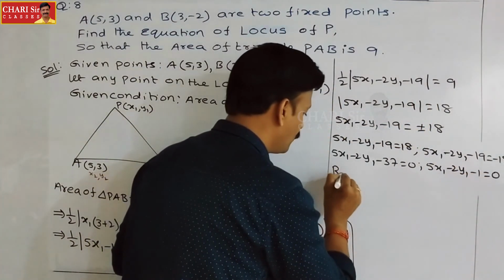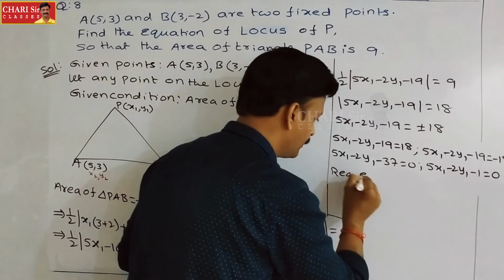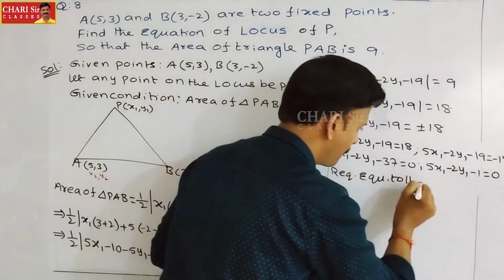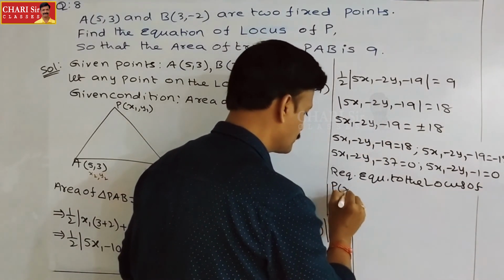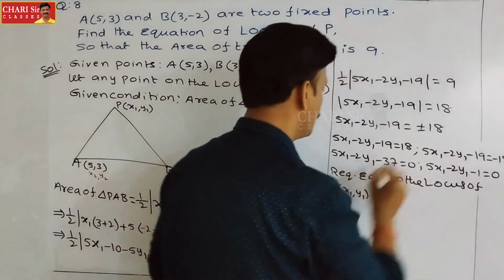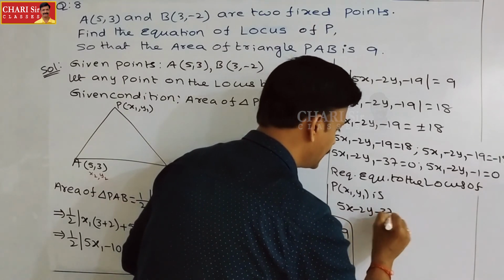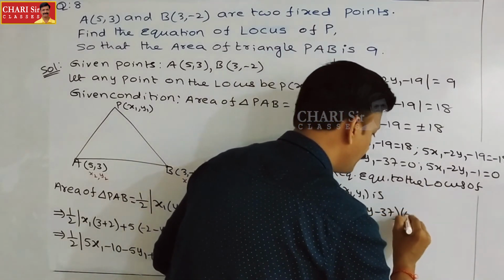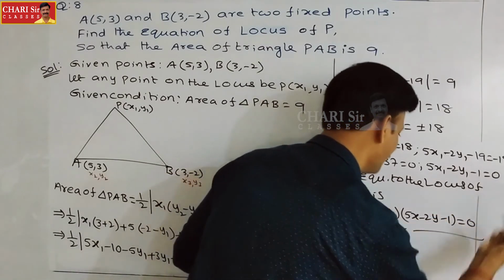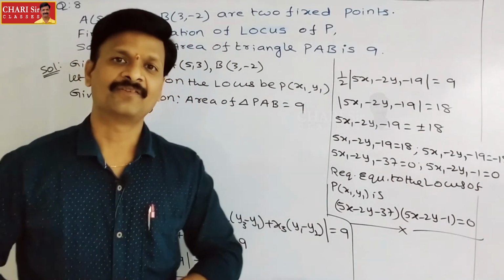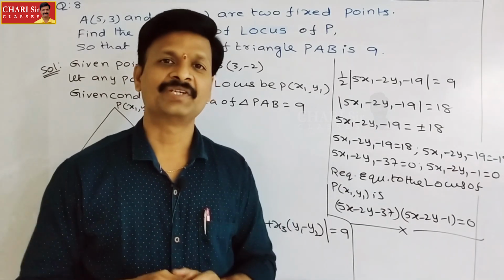Now the required equation to the locus of P(x1, y1) is, we can write, (5x - 2y - 37)(5x - 2y - 1) = 0. This is the required equation to the locus of P(x1, y1). Like this, all the locus questions are completed.